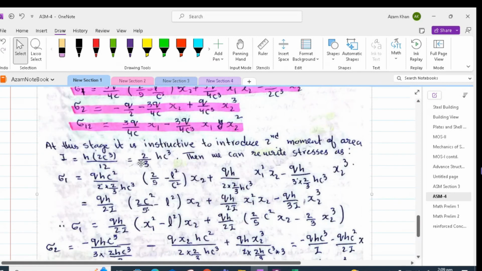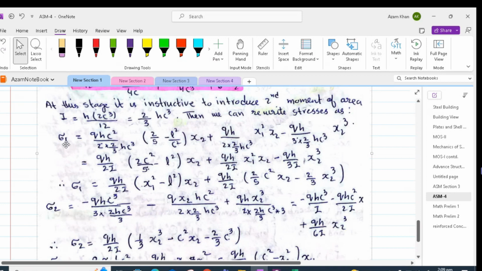We can also introduce moment of inertia I equal to h times 2c cube by 12, and that gives us 2 by 3 hc cube. Thus, we can bring our sigma 1 in terms of moment of inertia as equal to qh by 2I (x1 square minus L square) times x2 plus qh by 2I (2 by 5 c square x2 minus 2 by 3 x2 cube).